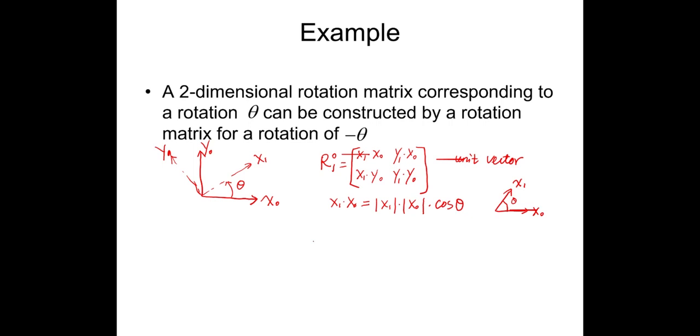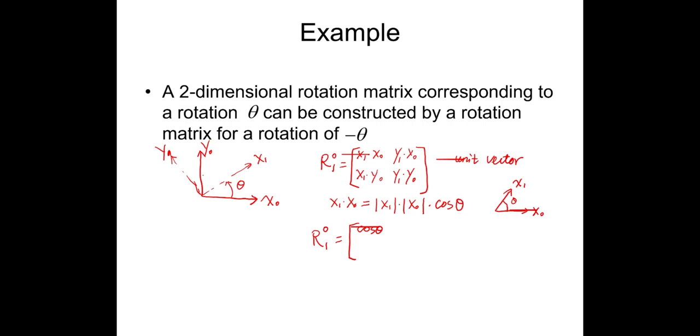Then we can quickly write down my R10 in this case. This term is 1 times cosine theta, because here I have my x1, here I have my x0, so the angle in between is theta. The second term is x1 dot product y0. Again, the length is 1, so that is 1 times cosine the angle. Let's see what is the angle between x1 and y0. Here I have my x1, here I have my y0.